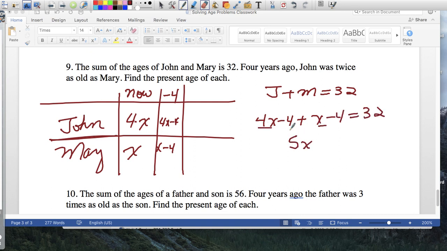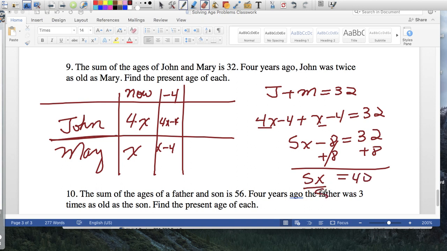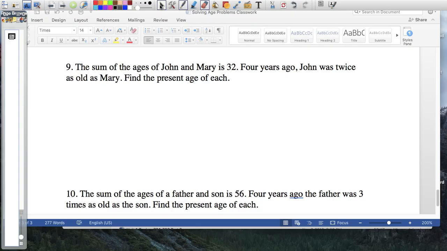4x and x is 5x. Negative 4 is negative 8. Equals 32. Plus 8, plus 8. 5x equals 40, and obviously divided by 5, x equals 8. So let's see if that works. If x is 8, that's Mary's age, which is 8. John is going to be 32. 4 years ago, John was 28 and Mary was 4. Does it add up to 32? Yes, it does. I don't know why the confusion there.